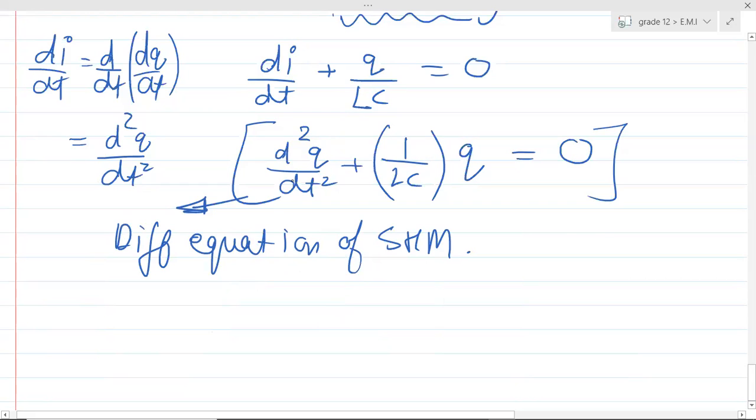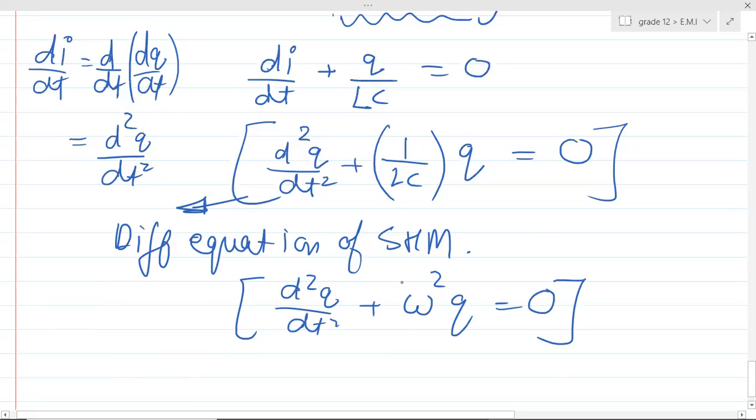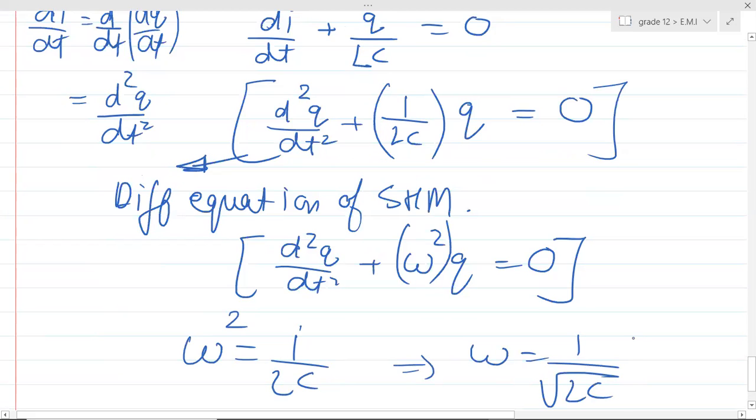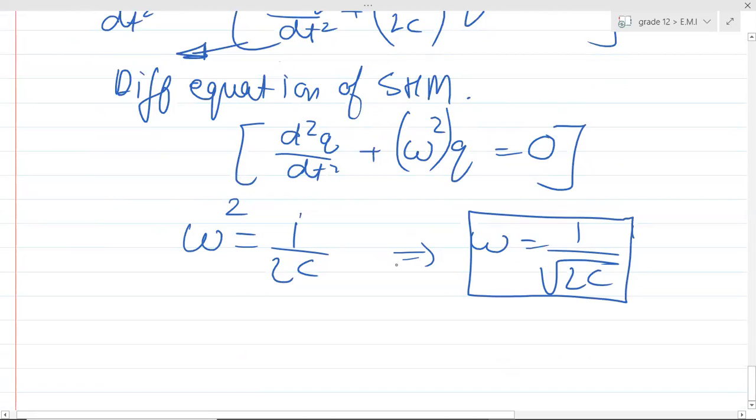So when I combine both of them, if it is like d2q by dt square plus omega square q is equals to 0, then can you see on comparison, omega square is equals to 1 by LC. And from here, omega will be 1 by under root of LC. Is this a derivation in your school? I don't think they have given the derivation. They have just given this directly. So omega is equals to 1 by under root of LC.